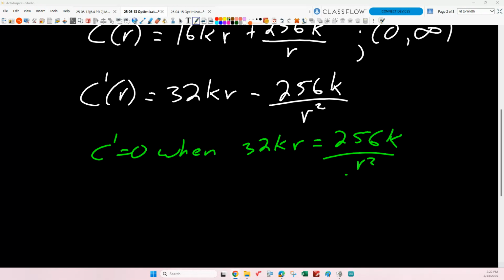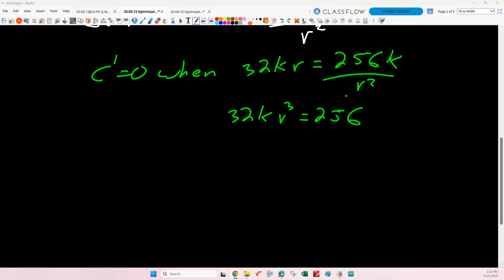So then I would just cross multiply, right? And get 32k r cubed equals 256. Let's see, that's got to be 8. So, and there's a k there, right? So the k's cancel. r cubed would equal 8. So what's r? 2. Okay.